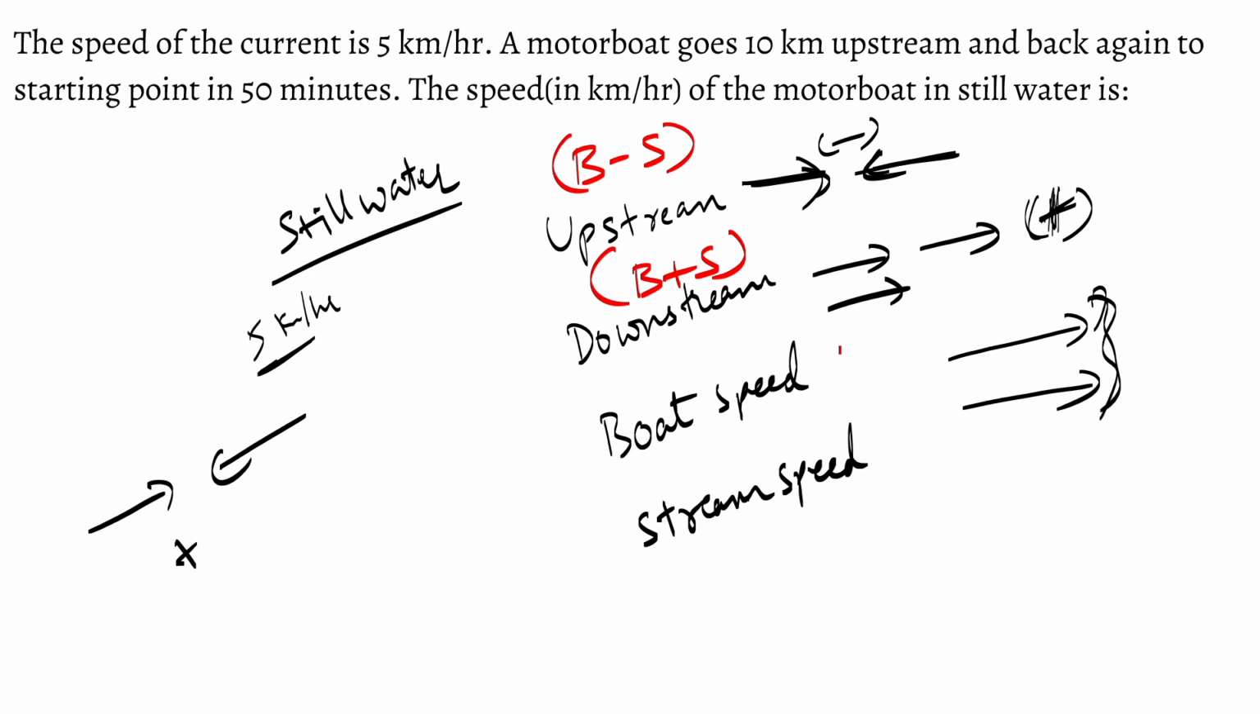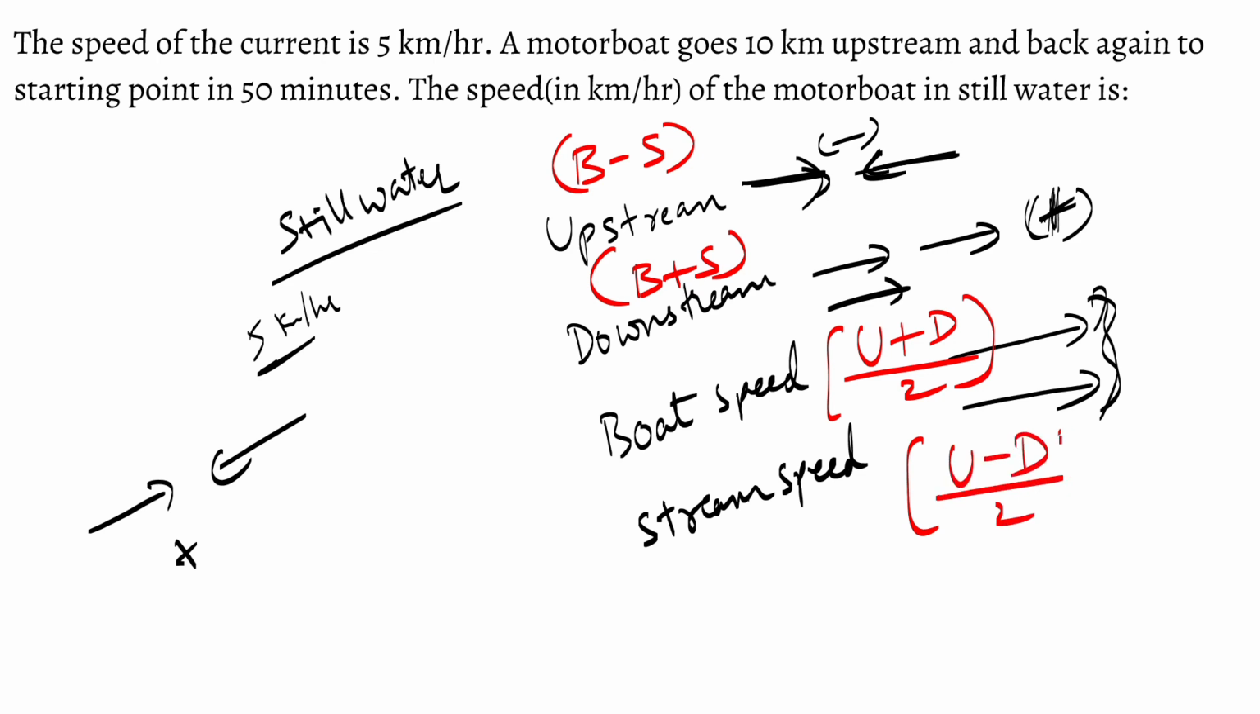So what about boat speed? We have a formula to calculate boat speed directly, that is (upstream speed plus downstream speed) by 2, and we can also calculate stream speed using this formula, which is (upstream speed minus downstream speed) by 2. But how did we arrive at these formulae, u plus d by 2, u minus d by 2? Of course, they are easy to remember, but how did we arrive at them?